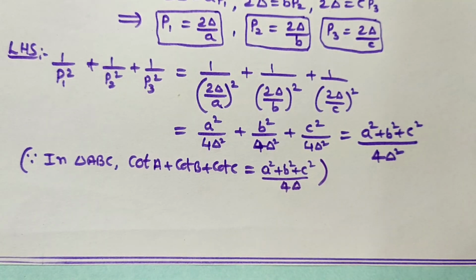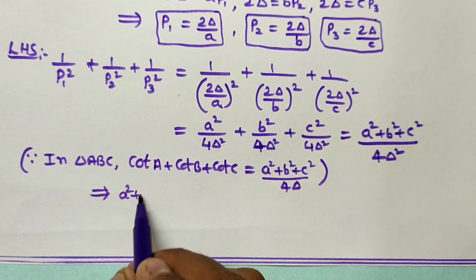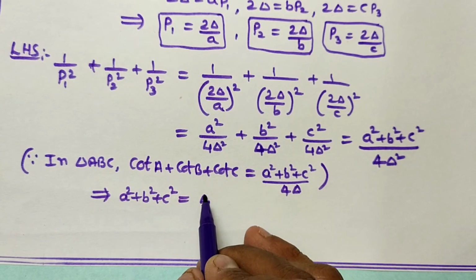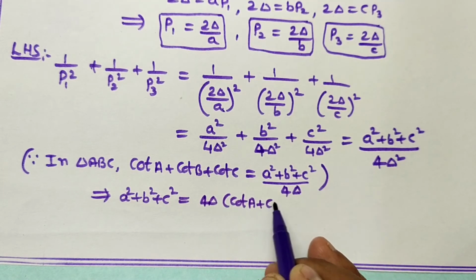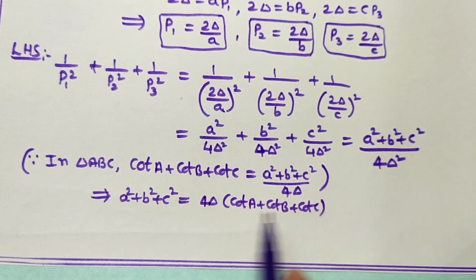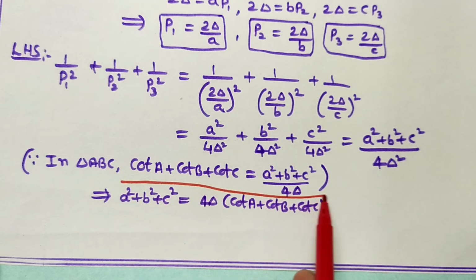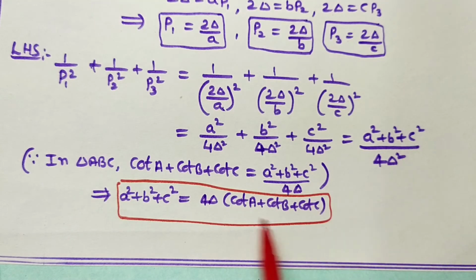So now by cross multiplying, A square plus B square plus C square equal to 4 delta into cot A plus cot B plus cot C. You have to get this result. So now in place of a square plus b square plus c square, you have to replace this value. You will get the required RHS.